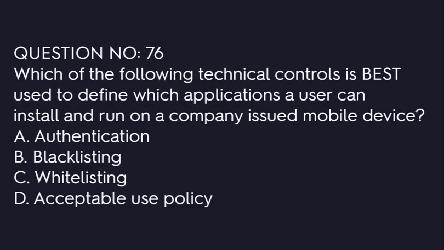Question number 76. Which of the following technical controls is best used to define which applications a user can install and run on a company-issued mobile device? A. Authentication. B. Blacklisting. C. Whitelisting. D. Acceptable use policy.